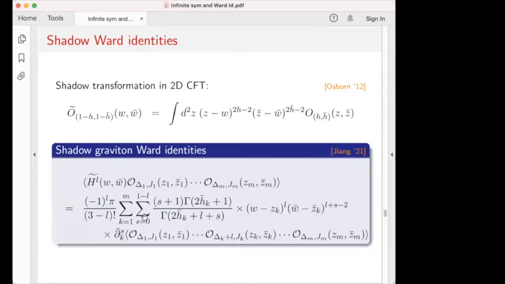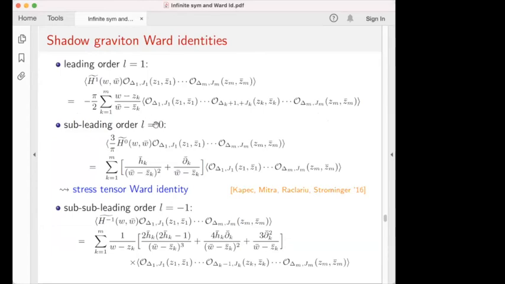We can also perform a shadow transformation. In 2D CFT, if we have a primary operator with weights (h, h bar), we can consider this type of integral transformation. Then we obtain this shadow operator with weights (1 minus h, 1 minus h bar). We can apply this shadow transformation on the soft current and obtain the shadow current. We can also do the computation on the right-hand side, and this gives rise to infinite shadow graviton Ward identities.